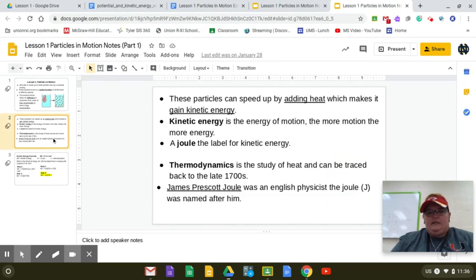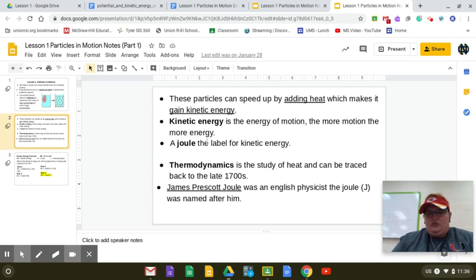Next, as I said, one of the things that can affect how those particles move, how fast or how slow they move, is how much heat is either being added to them or taken away. And that is through gaining what is called kinetic energy. Kinetic energy is the energy of motion. The more motion, the more energy. So the more something is moving, the more actual energy, kinetic energy, it has. And we're going to talk about potential energy here in a little bit as well.